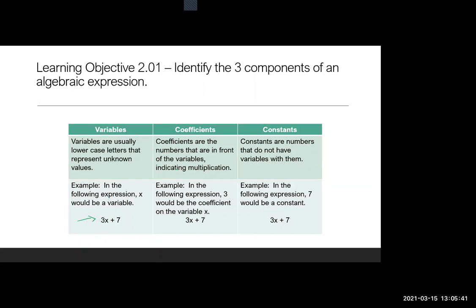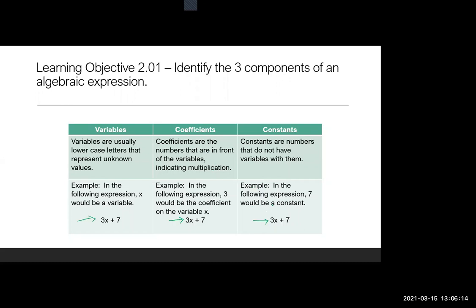Then we have coefficients. Coefficients are the numbers in front of a variable. So again, looking at our example, the 3 would be the coefficient because it is in front of the variable. And then finally, we have constants, and constants are numbers that don't have variables. So if you look at our expression here, the 7 does not have a variable, therefore the 7 is the constant.